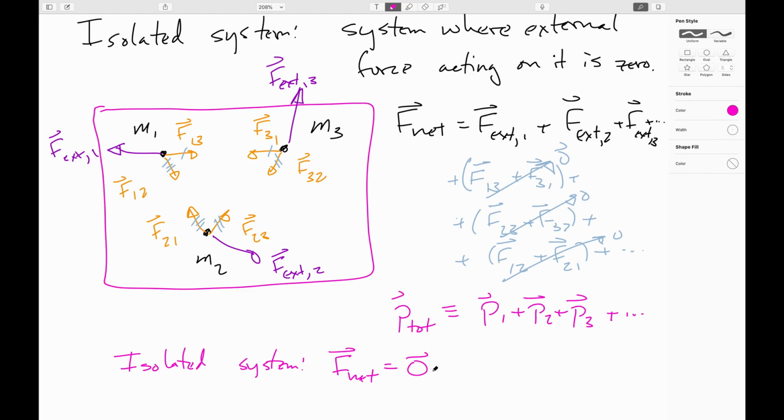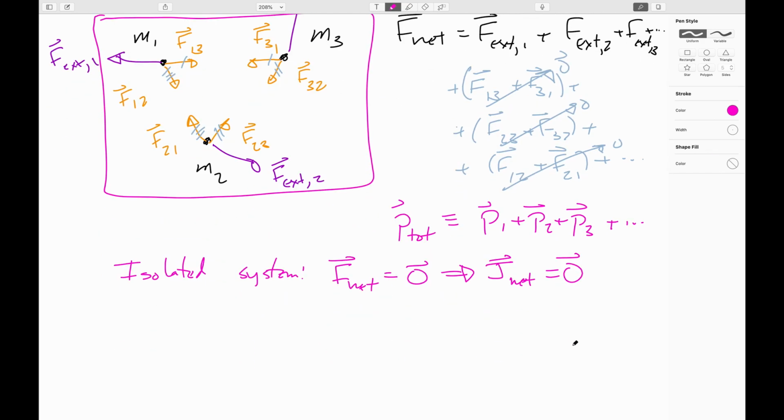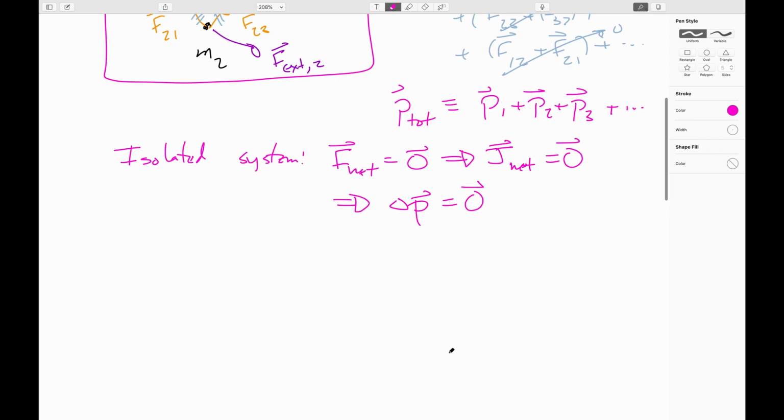So if the net force is 0, then that means that over whatever time interval we care to think about, the impulse on the system, the net impulse on the system, is also 0. That means, by the Impulse-Momentum Theorem, that the change in the momentum of the system is also 0. Or a more useful way to write it is to say, if the system is isolated, the total momentum after the collision is equal to the total momentum before the collision.